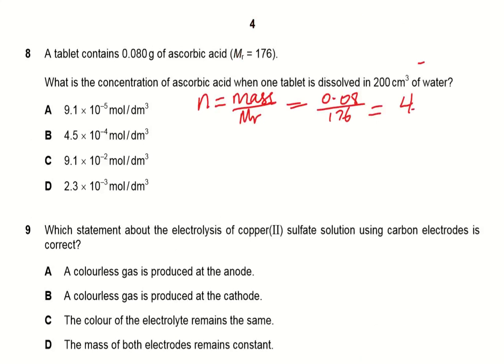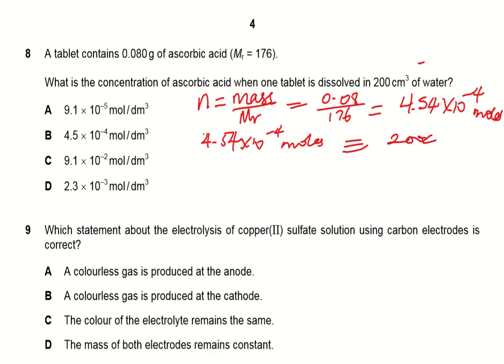So 4.54 times 10 raised to the minus 4. Okay, that's the moles present. So this simply means that we have 4.54 times 10 raised to the minus 4 moles dissolved in 200 cm cube. So to find the concentration in mole per dm cube, which simply means the amount in moles dissolved in 1000 cm cube.